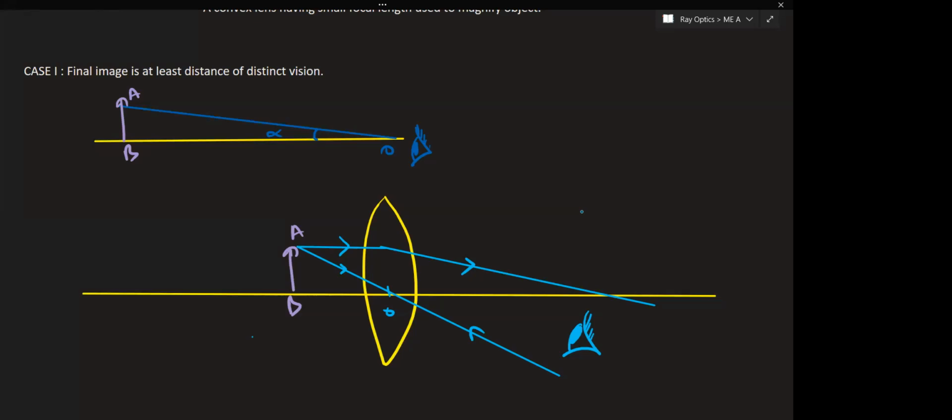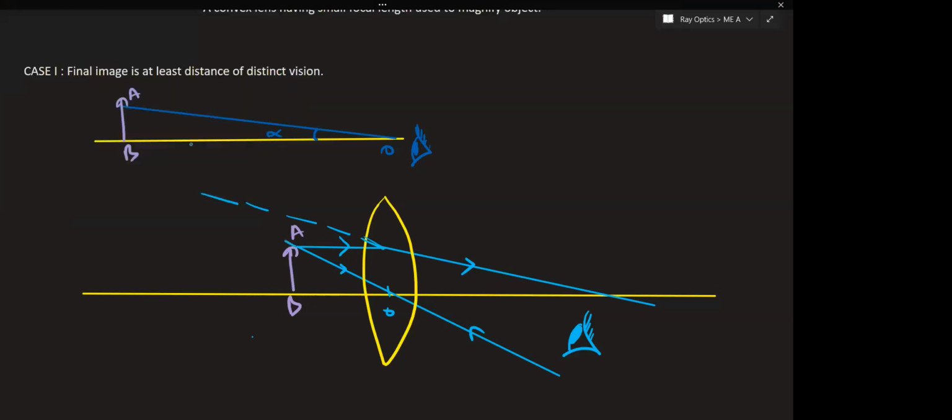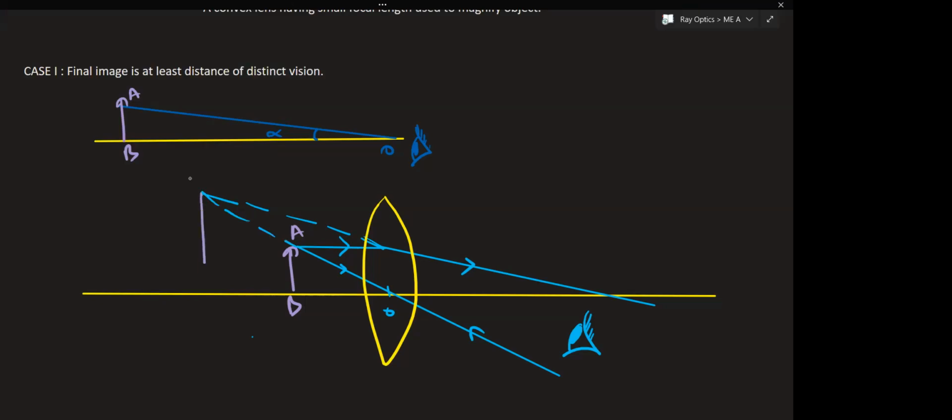Now see, how will you see it? No lines are intersecting, so just produce them. These lines are there, now just extend them. These other lines also, extend them, produce them, and see where they meet. So this will form the image, A dash B dash. Fine, so this is how you draw the ray diagram for it.